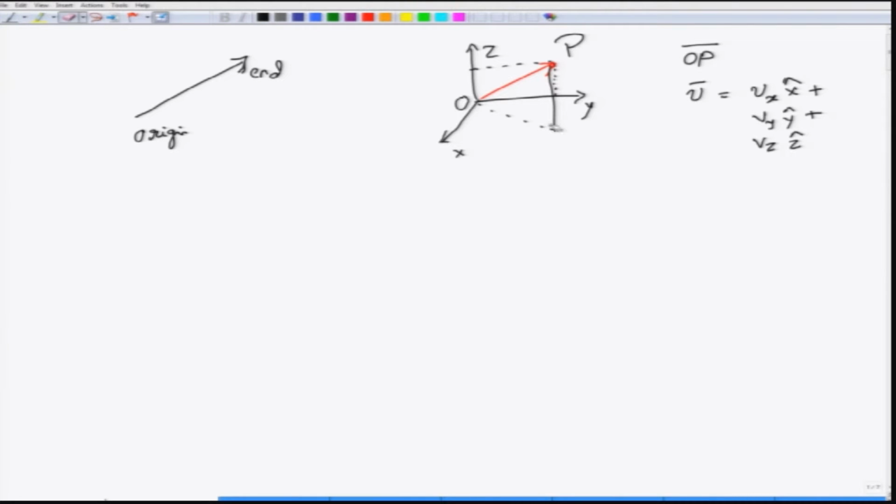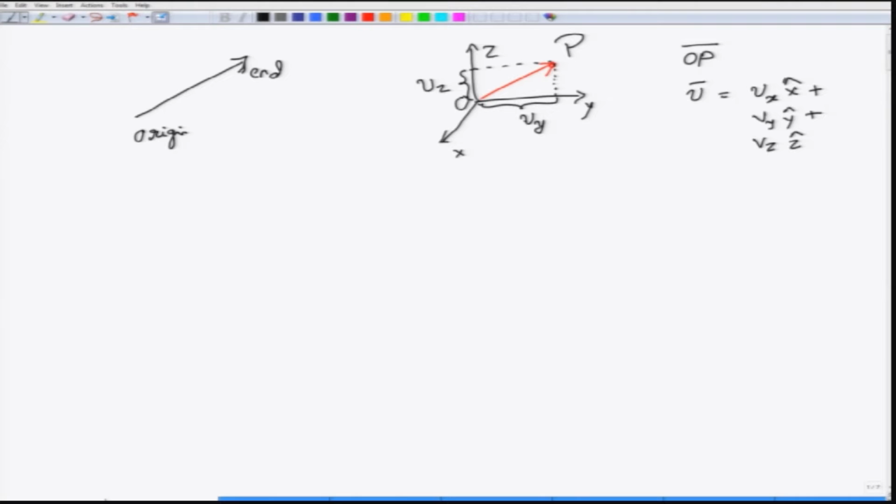So, if I slightly erase this portion and then just show you what Vy and Vz are, the length of this vector OP, or the vector V, along the y axis, that is this particular length, is the component Vy. Similarly, this length is the component Vz, and to obtain the component Vx, you have to first drop this vector P onto the xy plane and then connect it to the x axis, and then you will be able to get what is Vx.